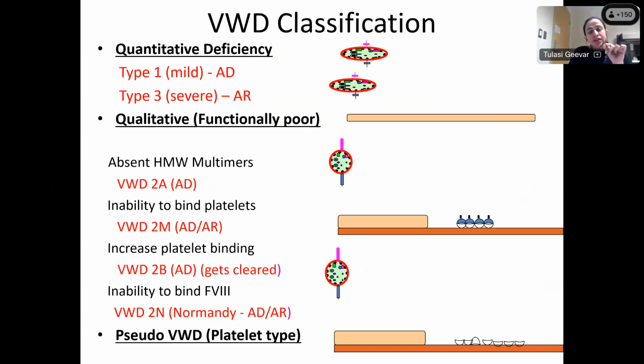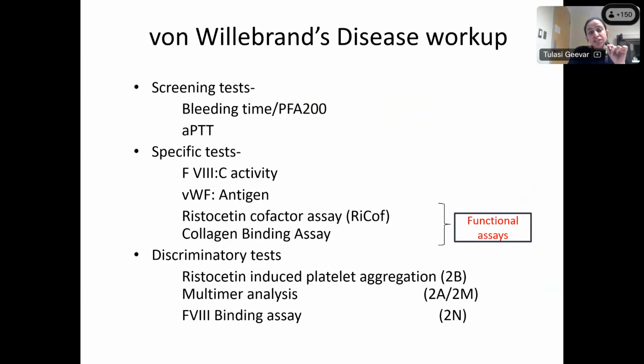Type 2N is a factor 8 binding defect. So for screening for von Willebrand disease, again, you can use a bleeding time, the PFA-200, and aPTT. It is not a very sensitive test, but because you see factor 8 deficiency in some von Willebrand disease patients, you can have a prolonged aPTT in von Willebrand disease, especially the severe forms. The most specific tests will be to look at the factor 8 levels and to look at the activity, or the functional and the antigenic assays.